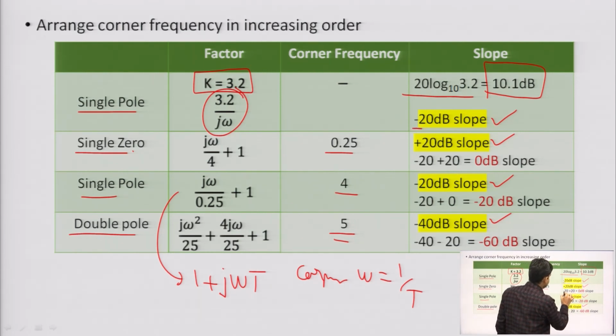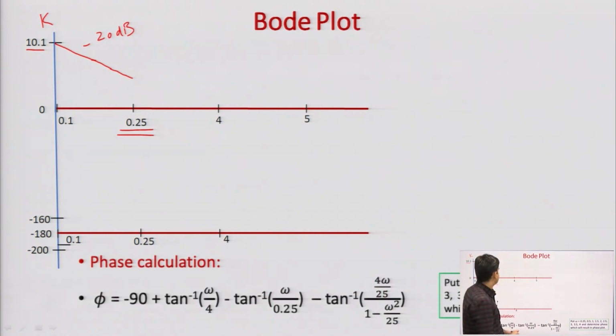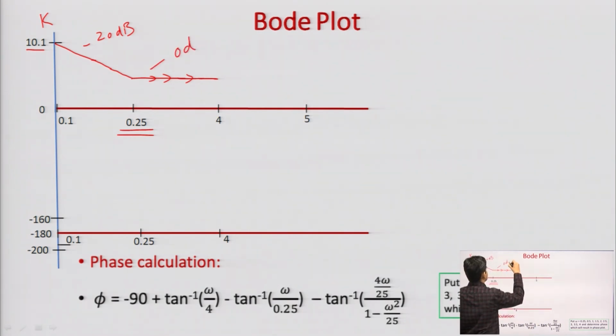So, previously I was having minus 20 dB slope. Now, minus 20 with plus 20 will give me a current slope of 0 dB. It means when I arrive at 0.25, I will move with 0 dB slope. No slope here, I am moving. I will wait till I reach the next corner frequency. So, here my slope is 0 dB.